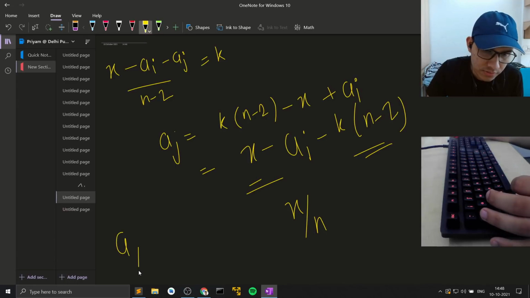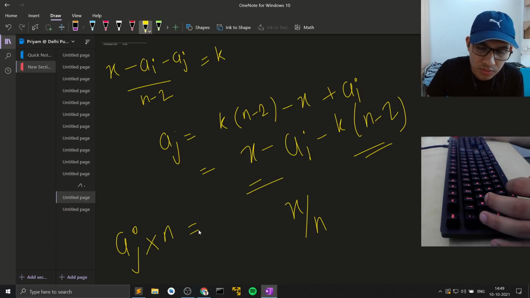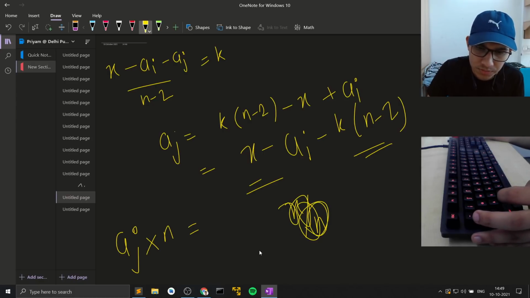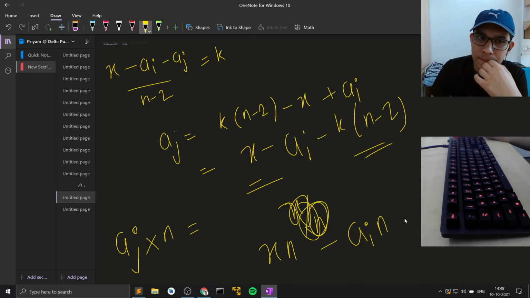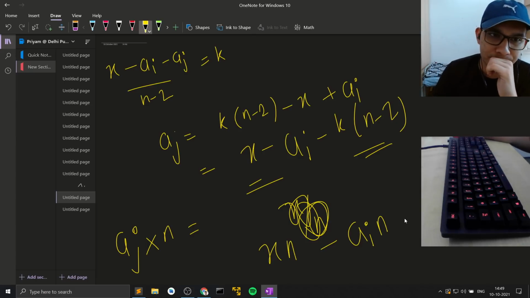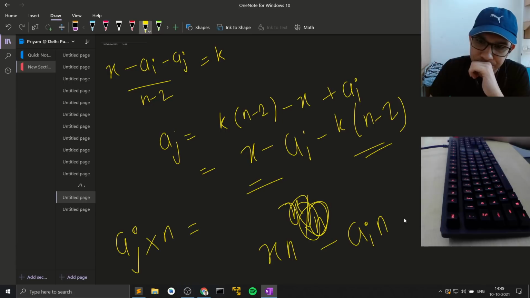So I have aj times n should be equal to what? Should be equal to x into n. Now x is what here? First of all, x is the mean, right? Minus ai times n. Yeah, no, x is the overall sum here. Minus k times n minus 2.